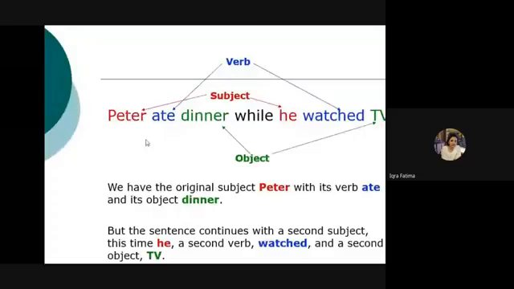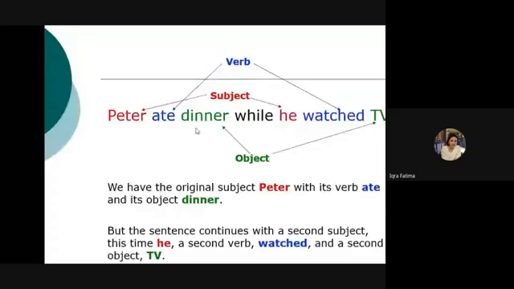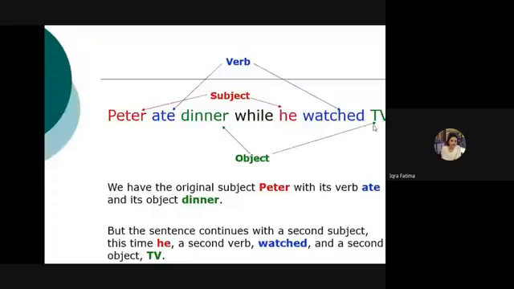Peter, subject. Ate, verb. Dinner, Peter ate what? So the action is performed on dinner, so it is the object. While, leave this while here. He, he is again a subject. Watched, verb. TV. So again, TV is an object because the TV is receiving the action of watching. So we have the subject which is Peter, and the subject which is he. And we have two verbs here, ate and watched, and we have two objects here, which are dinner and TV.